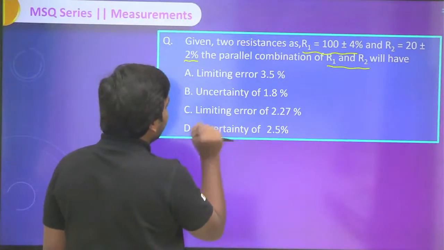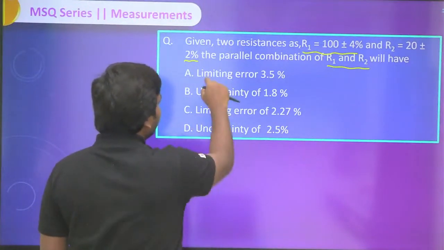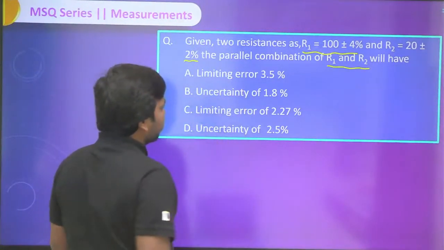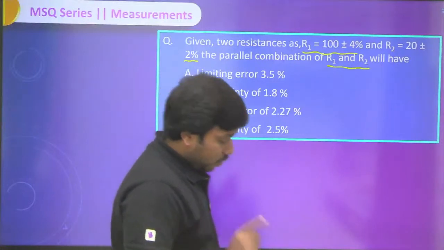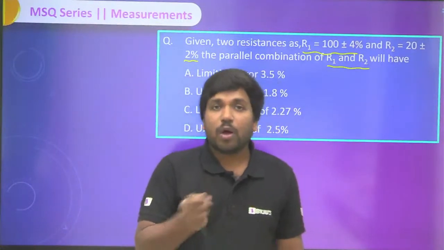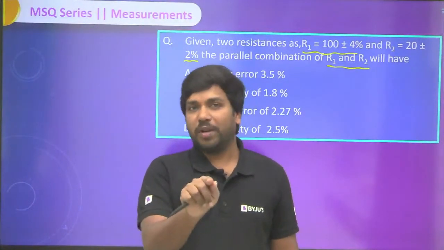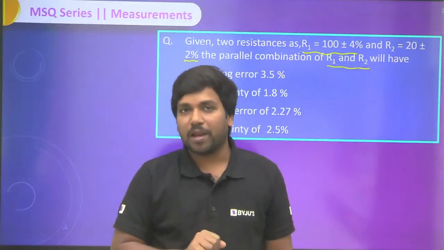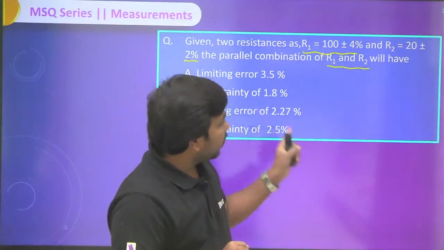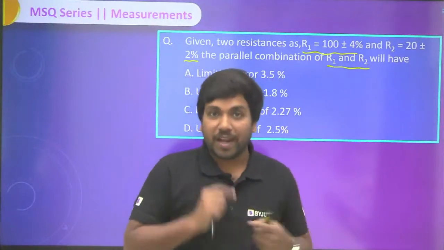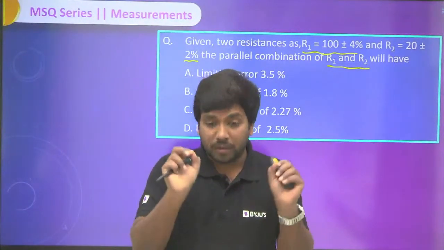First of all, many students don't know the difference between limiting error and uncertainty. Second problem is, most students know how to solve questions related to series combination, but they don't know how to solve for parallel combination. One of the students specifically asked this question to me. That is the reason why I'm putting this, because this is very important to know.